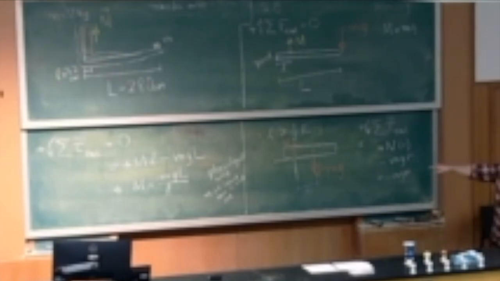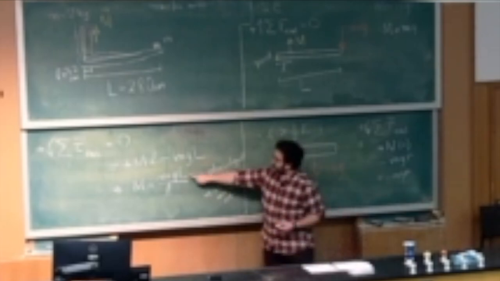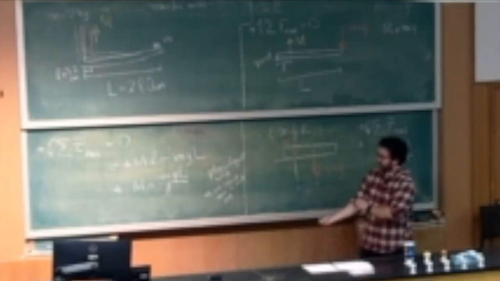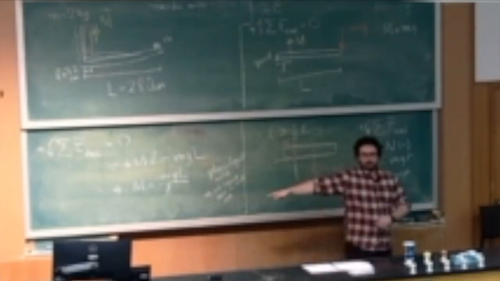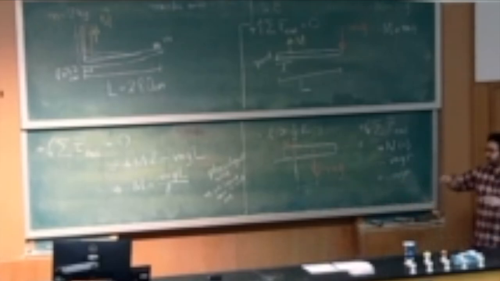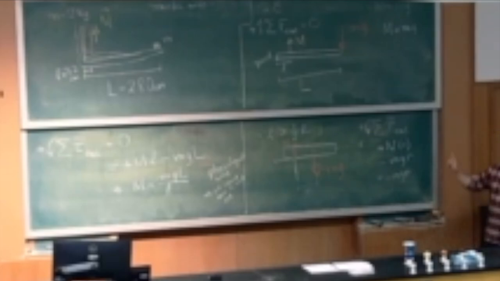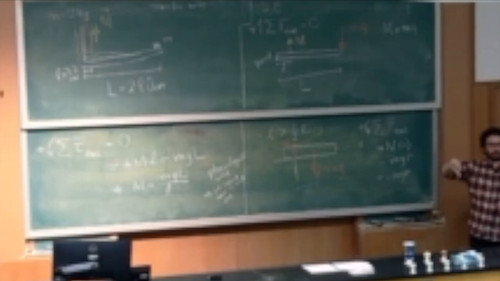Because if you do it like this, capital L is certainly greater than lowercase l, because L is the entire arm, and lowercase l is just this distance. So this factor is larger than 1. So capital M is some factor that is greater than 1 times mg. So capital M is greater than mg. So we have more force in the upward direction than the down force. So there must be some other force that's pointing in the downward direction. Is this justification clear?